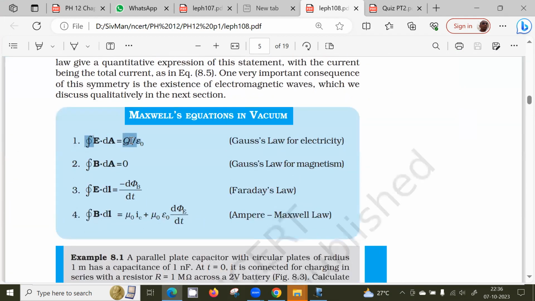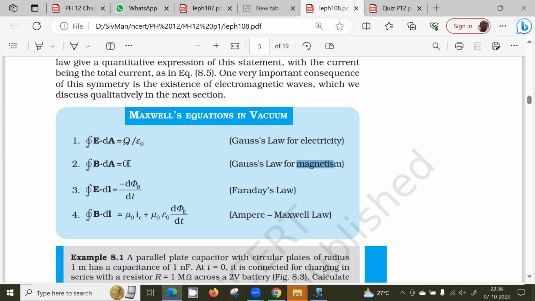This is the first Maxwell equation, which is Gauss law for electrostatics. The integral of E dot dA is Q over epsilon. This is in the first chapter. And the integral of B dot dA for the corresponding magnetism is 0, because the magnetic charge inside the surface is always 0, since they come in pairs.